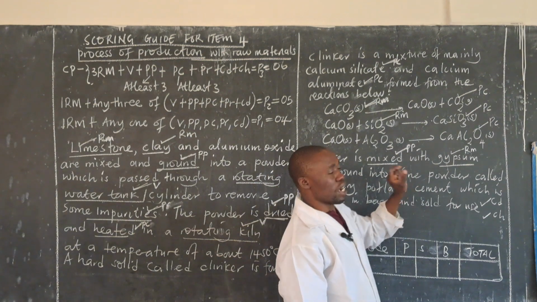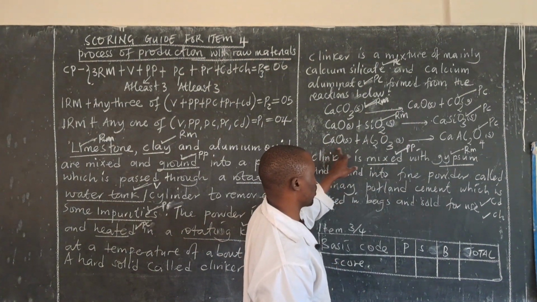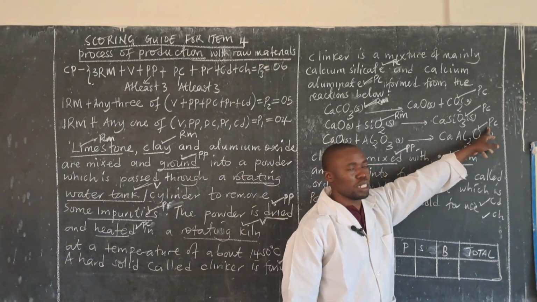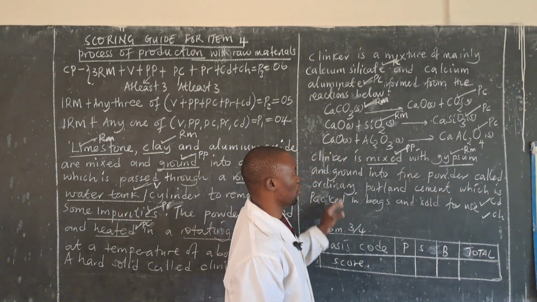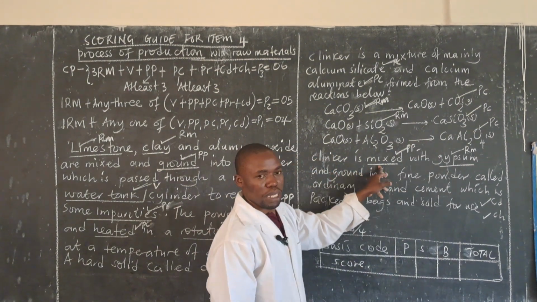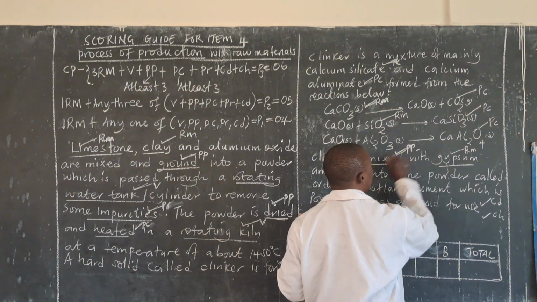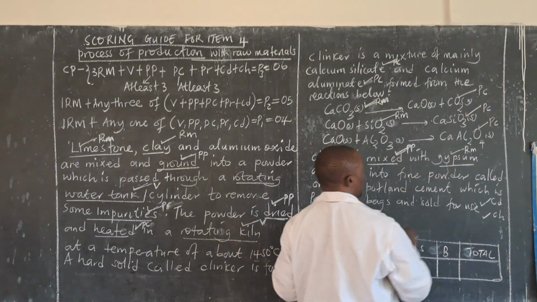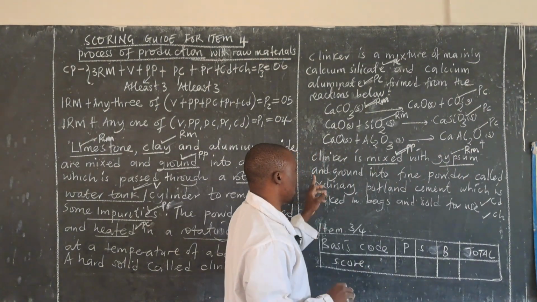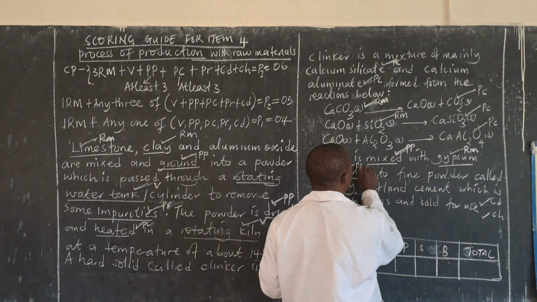So even this equation, calcium oxide plus aluminum oxide to give us calcium aluminate, PC, is a chemical process because it has formed a new substance. Silica is mixed. Mixing is a physical process, so you put a tick, PP, with gypsum, raw material. So tick gypsum, put raw material, RM, and ground into fine powder. So grinding is a physical process, PP.